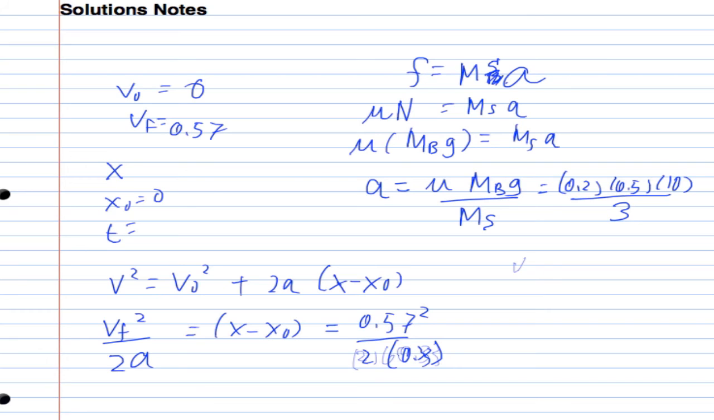And so let's go ahead and solve. So we're going to get 0.57 squared divided by 0.66. And I'm getting about 0.49 meters.